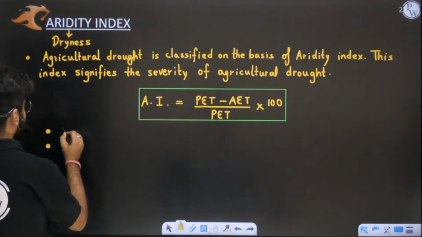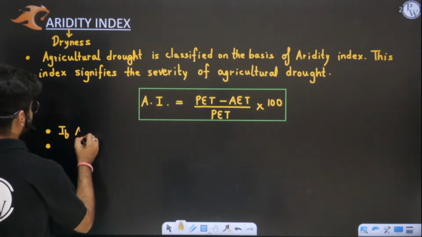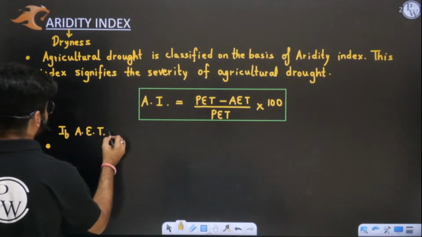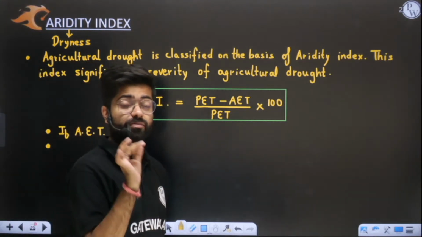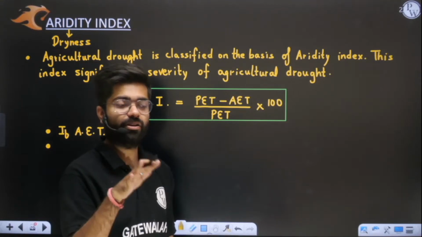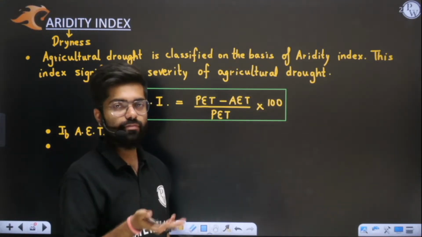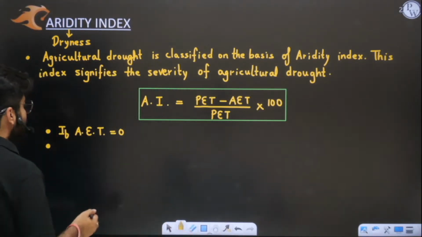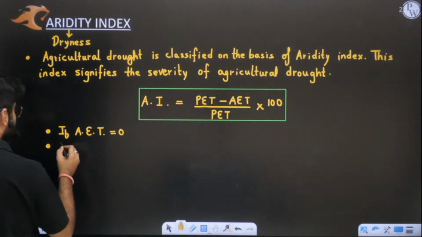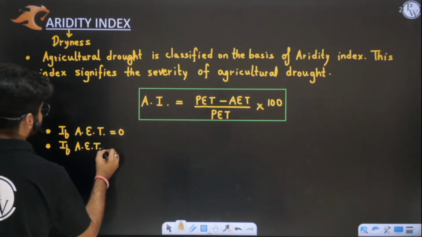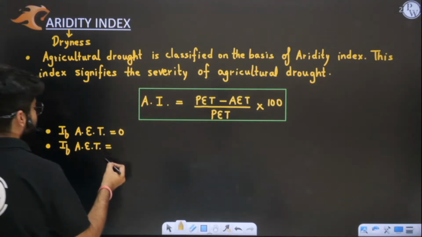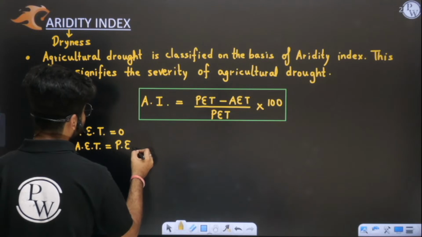If actual evapotranspiration is zero, it means not even a single drop of water is there in the soil, and your soil is dry, so obviously crops will not be able to evapotranspirate. Then the second extreme case is that there is so much water that it consumes water equal to the potential evapotranspiration.